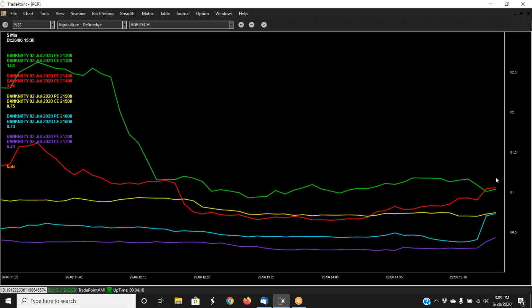So 21,600 and 700 are below 1. That is fine, because Bank Nifty is not above those levels. But though Bank Nifty is above 21,500, this put call ratio is only 0.75, which is quite bearish to me. Not only 21,500, even 21,400 is just 1.06, so even that is not giving comfort. Even 21,300 is just 1.04. So that's why I said between Nifty and Bank Nifty, I think Bank Nifty is more bearish than Nifty.